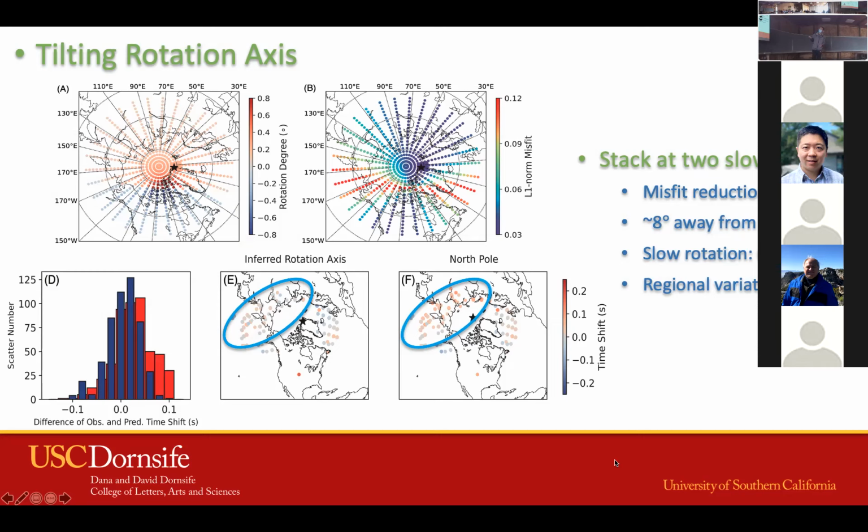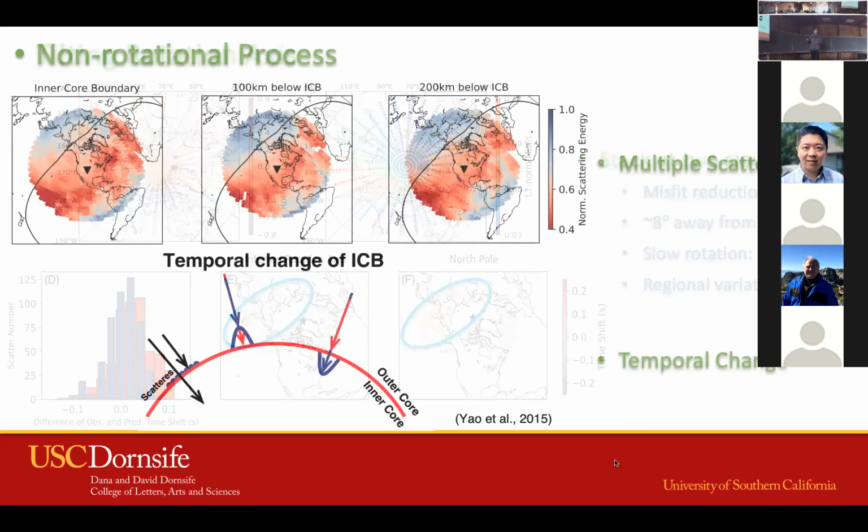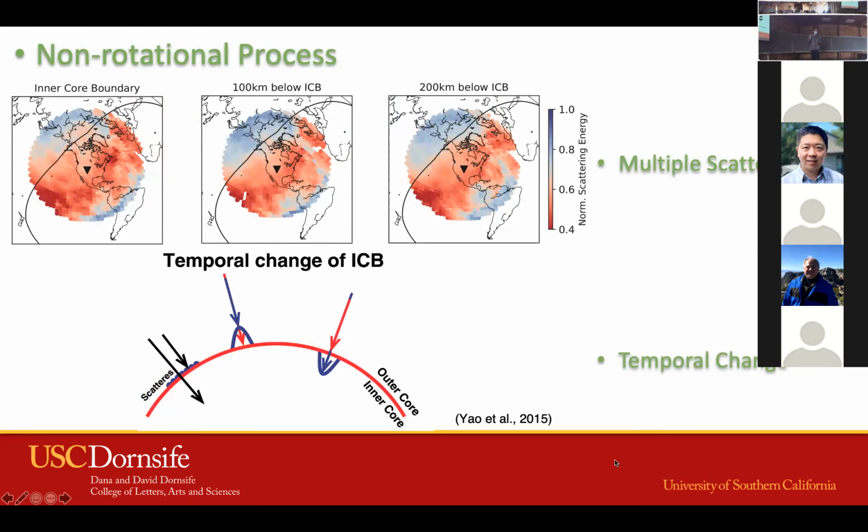So here, when we compare the residual of the best fitting rotation axis with the North Pole, we can find one thing: most of the residual comes from this region. This region is the northwest region of the Lhasa, which is a strong scattering region. When we do this calculation, we assume single scattering.